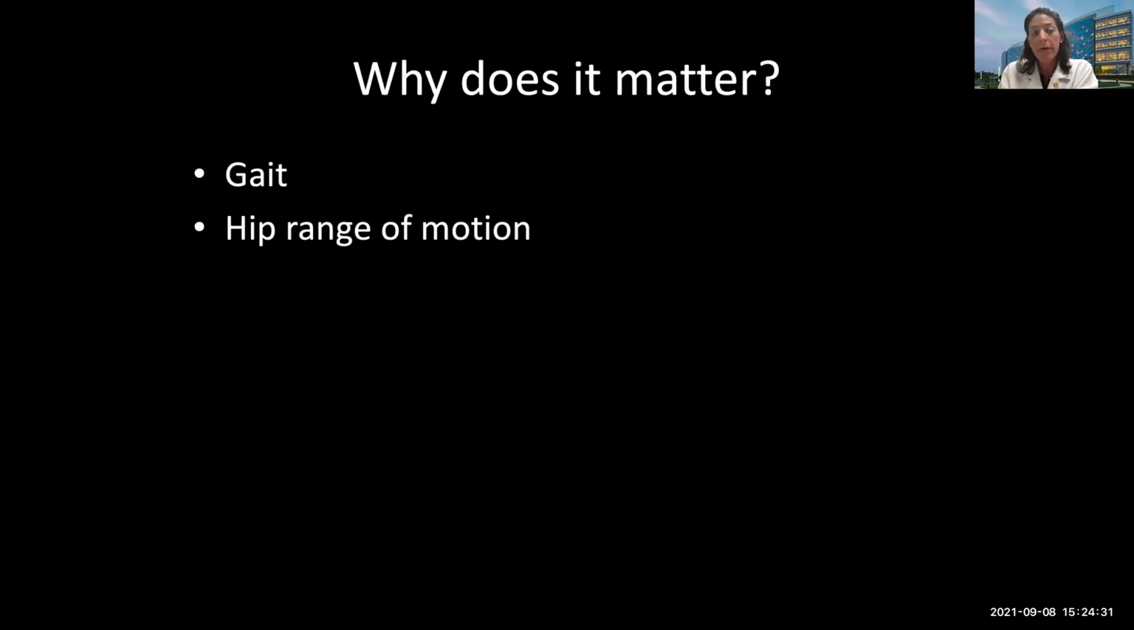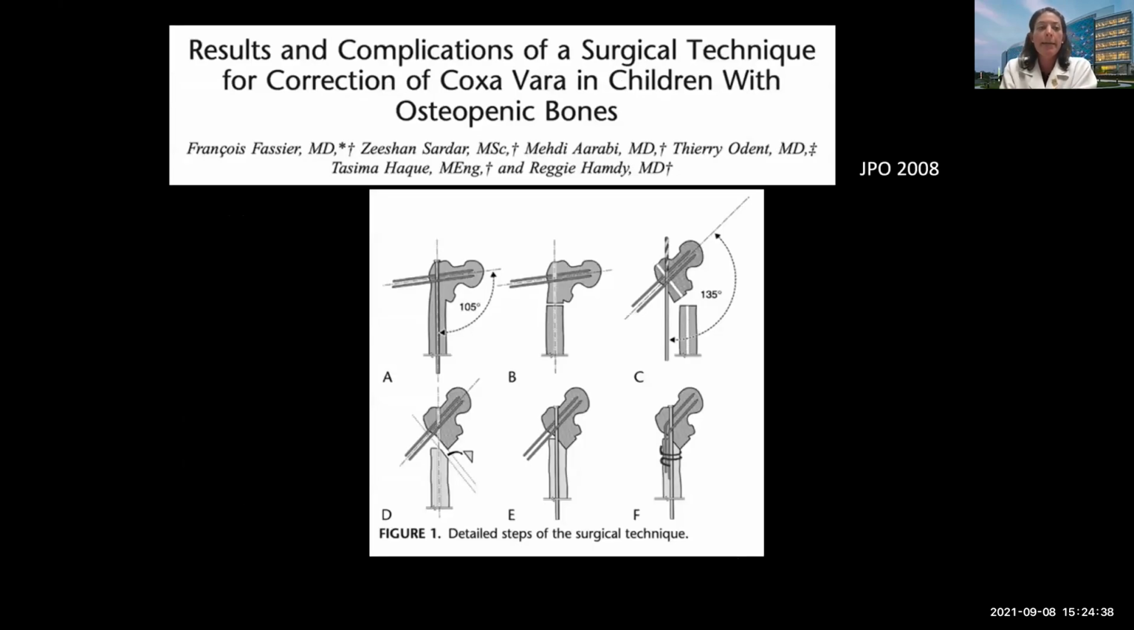And why does it matter? Well, it does affect gait. It affects hip range of motion. It can be progressive over time. And Dr. Fassier described a very elegant technique to address and fix the coxa vara in the setting of an intramedullary rod. And in the older patient, there are some other fixation options as well.